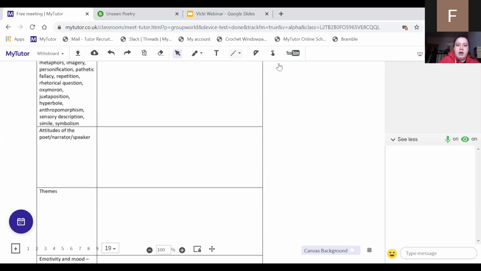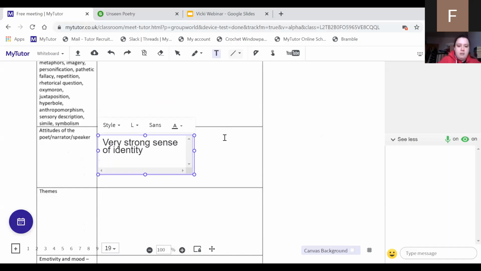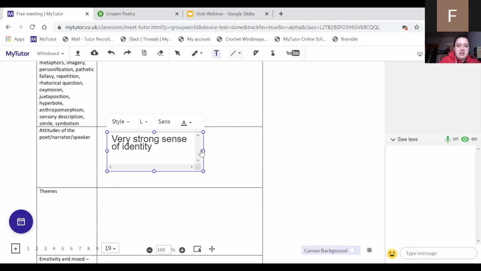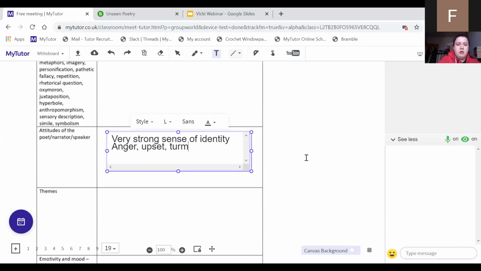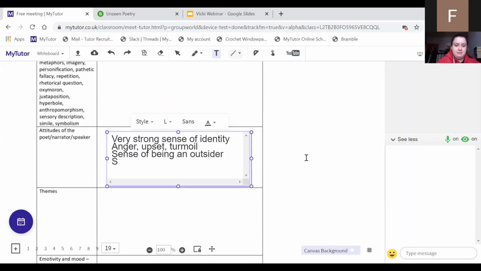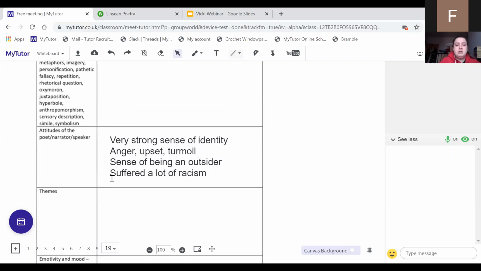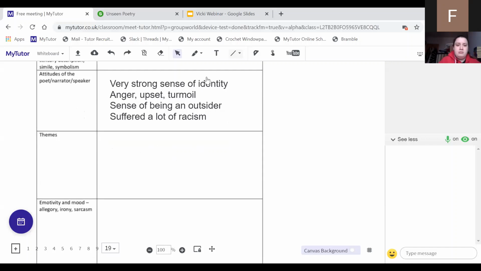Attitudes of the poet, narrator, speaker. So there's a very strong sense of identity. We also see quite a lot of anger, upset, and I suppose turmoil, sense of being an outsider. This person has clearly suffered a lot of racism. So I think there's loads you could write about for the attitudes of the speaker. I think it's so strongly put, very different to Blessing.